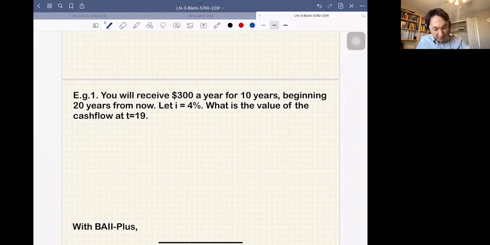Okay, so if you don't have a question, we go to an example. Example 1. You will receive $300 a year for 10 years, beginning 20 years from now. So the first payment is 20 years from now. Let i be equal to 4%. What is the value of the cash flow at t is equal to 19?